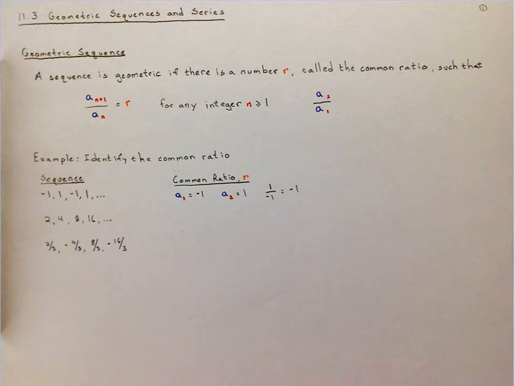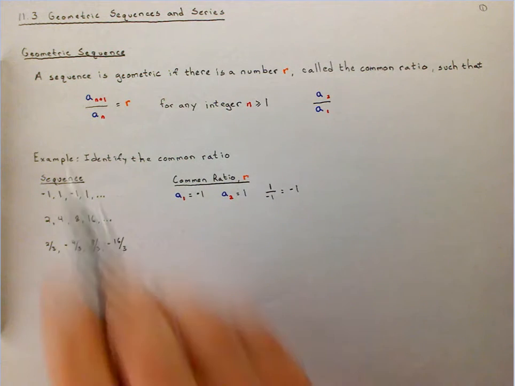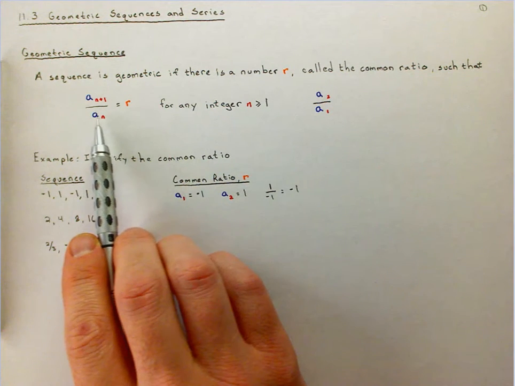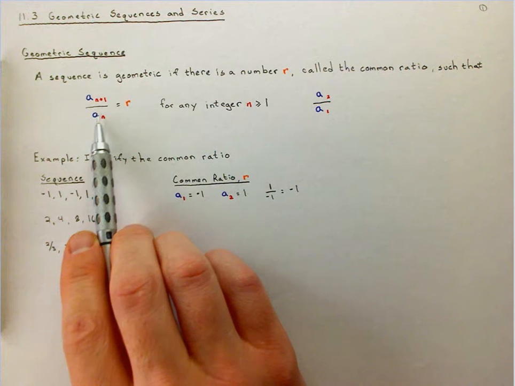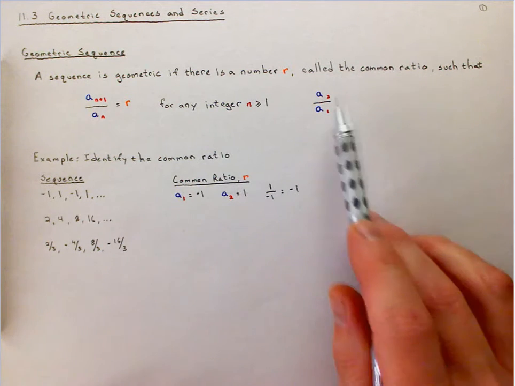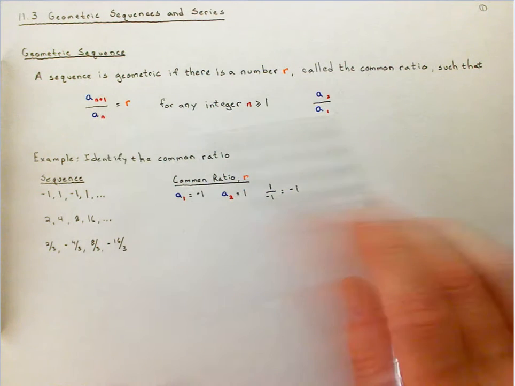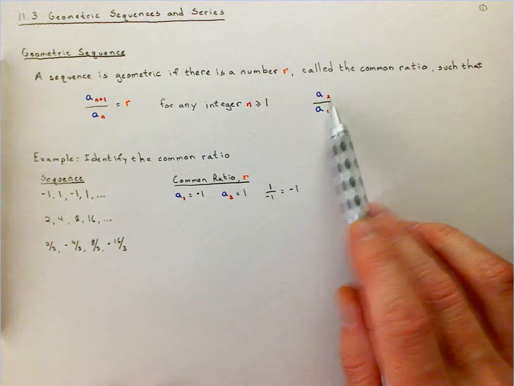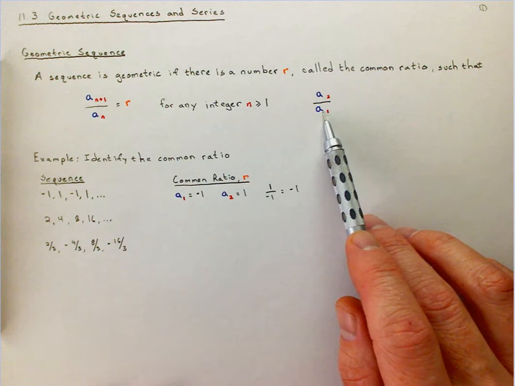A sequence is geometric if there is a number r, called the common ratio, such that a sub n plus 1 over a sub n, so a greater term over a lesser term as far as in sequence, is equal to r for any integer n greater than or equal to 1. And what I wrote over here to the side is to show you what this is actually saying. I take a higher term in the sequence, so a sub 2, and divide it by the next subsequently lowest term, a sub 1.